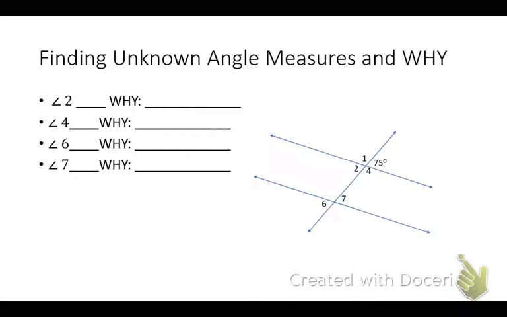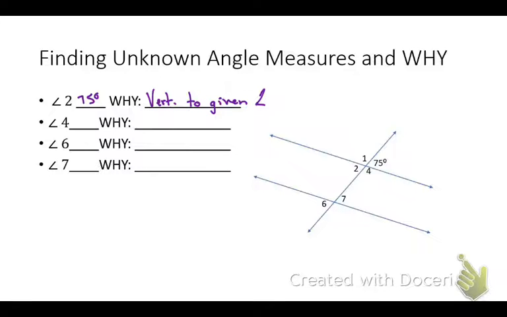All right, Destiny, what is the measurement of angle 2? 75. All right, it is 75 degrees. Why? It's vertical to the given angle. Okay, yes, it is vertical to the given angle. Very good. And I just use a little angle symbol. It's a little messy. There we go.